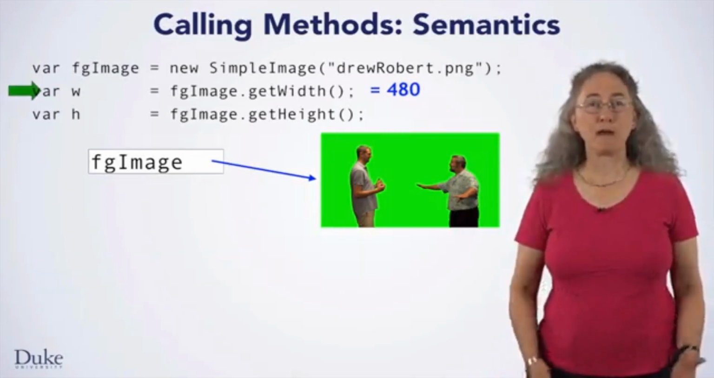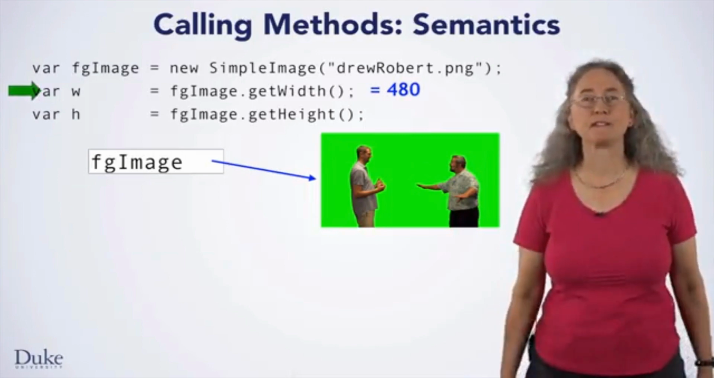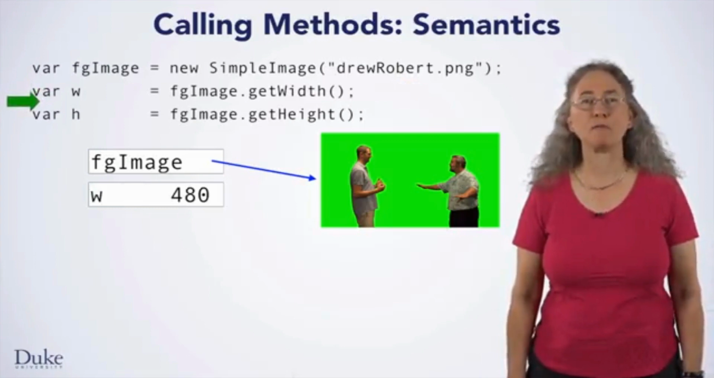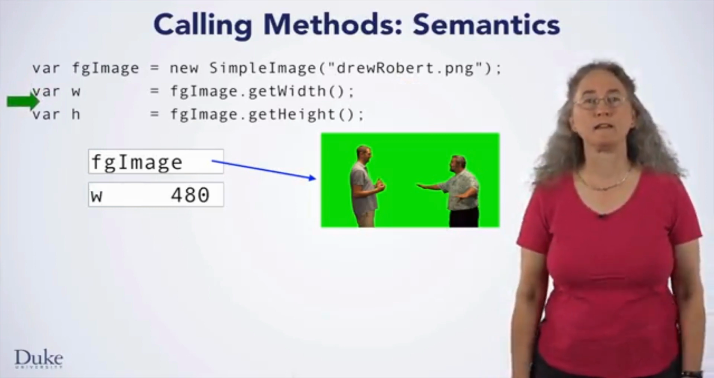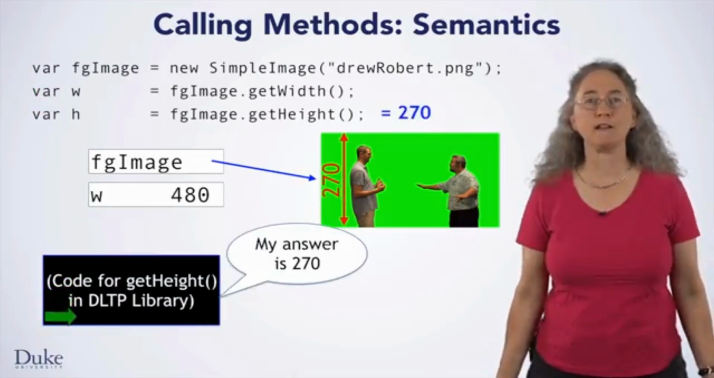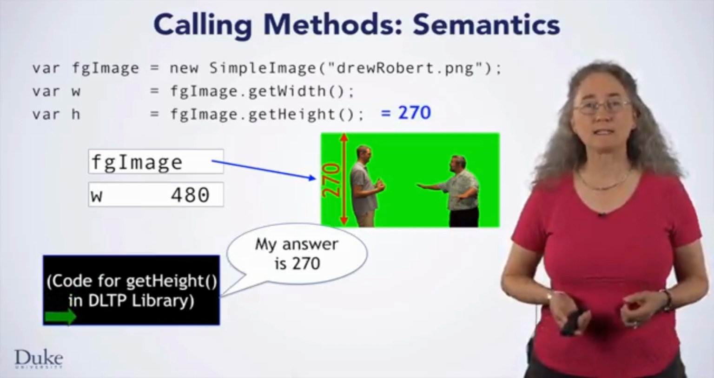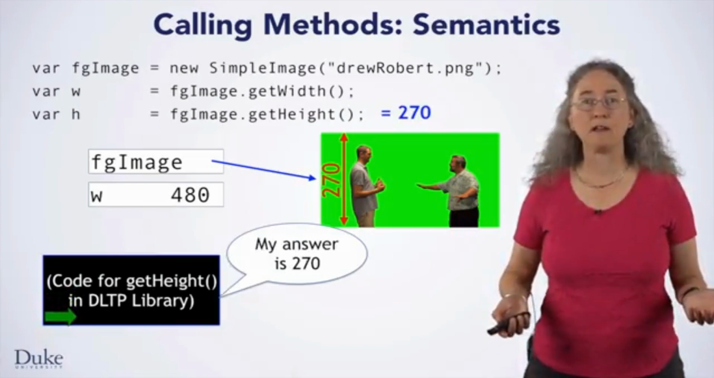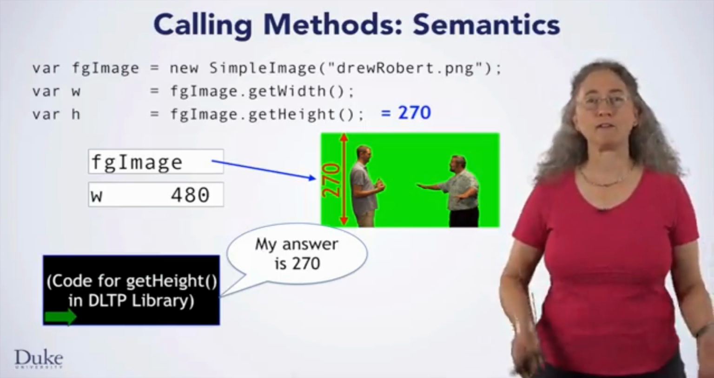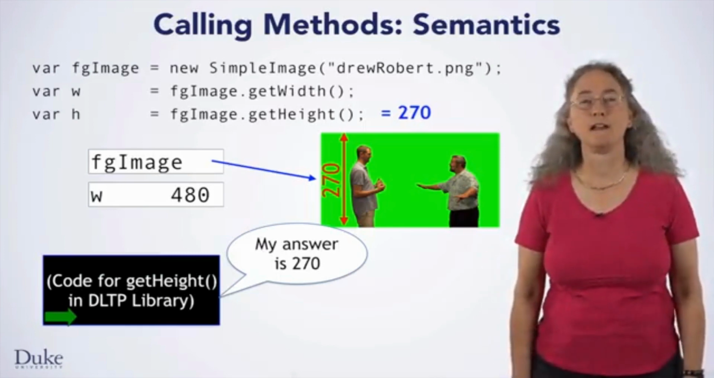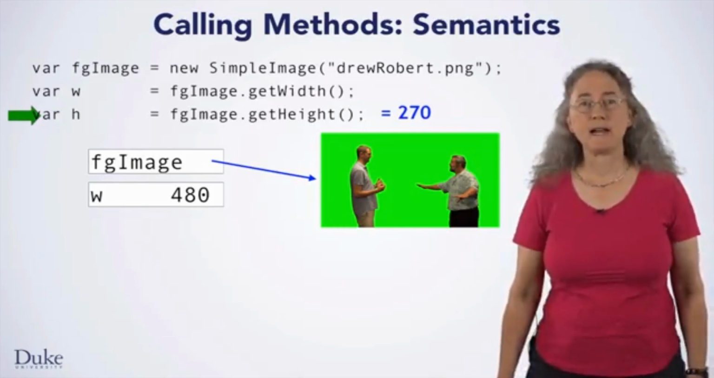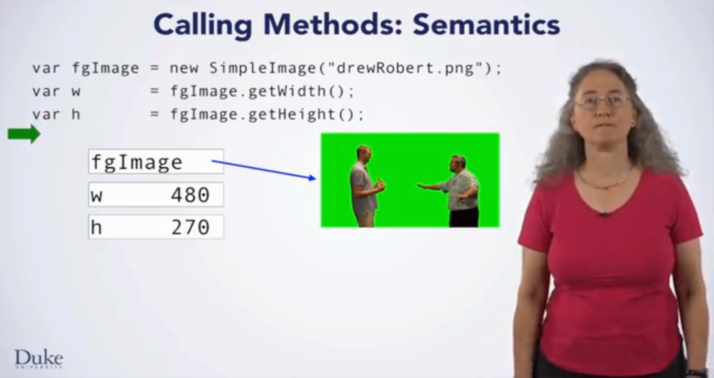Now execution comes back to where it was, which is halfway through this assignment statement. We finish the assignment statement by making a box for W and putting 480 in it. Now, a similar process happens for the call to FGImage.getHeight. The computer executes the code inside the Duke Learn to Program library, figures out that the answer is 270, and returns that value to where the method was called. Execution then returns to where the method was called. And the assignment statement finishes as usual.